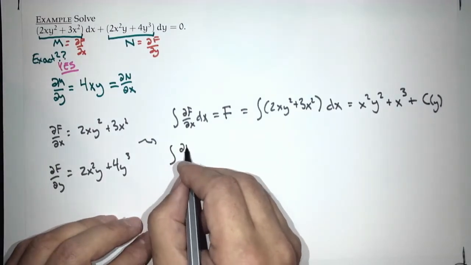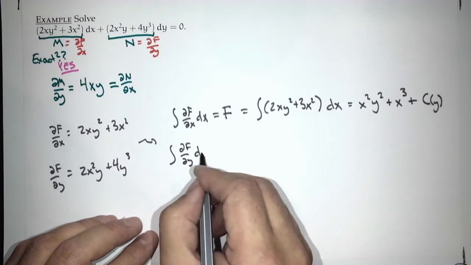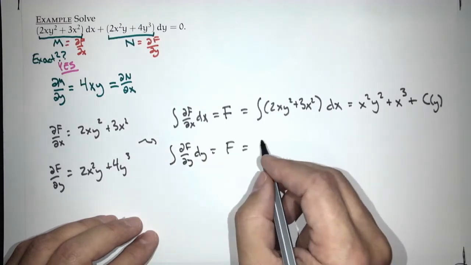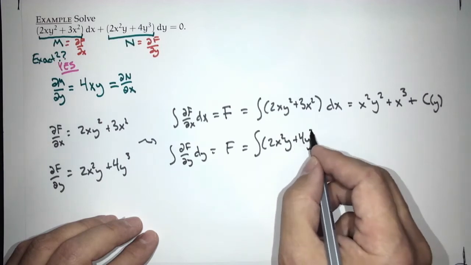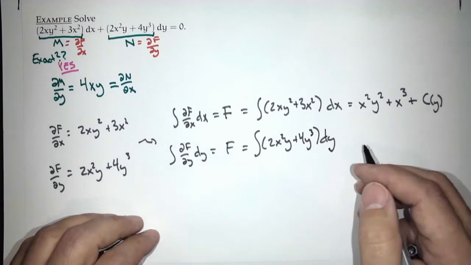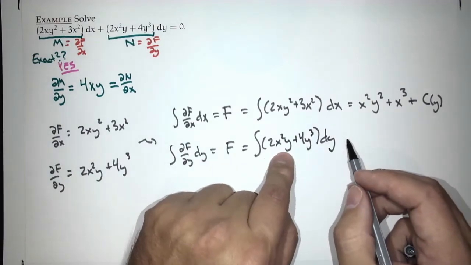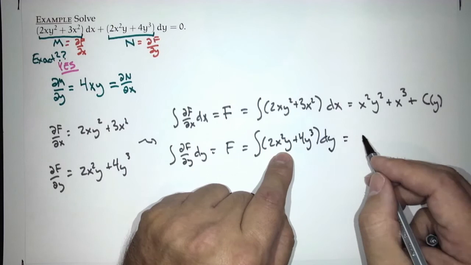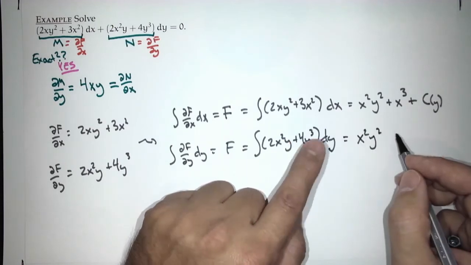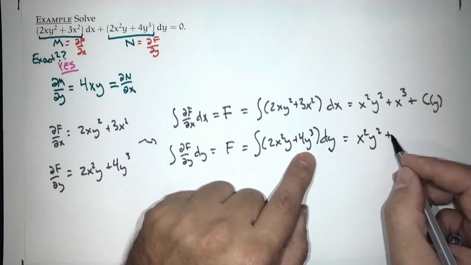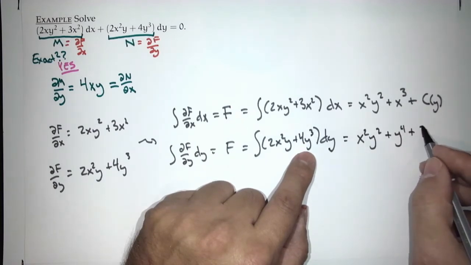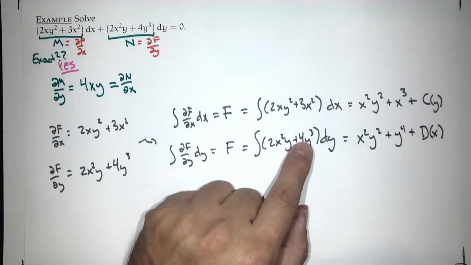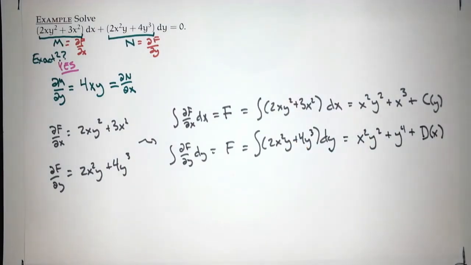And now I'm going to integrate this other part. Integrate partial f partial y dy. Well, that's going to be f. Okay, that's the integral of 2x squared y plus 4y cubed dy. What's the integral of 2x squared y with respect to y? x squared y squared. Integral of 4y cubed with respect to y? y to the fourth. And then some function. I'll move our way up through the alphabet because it's not the same function, so I'll use d. Some function which depends on x.